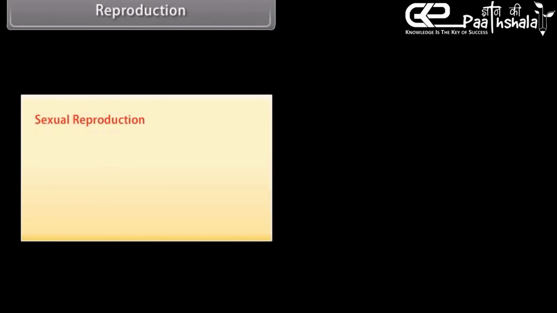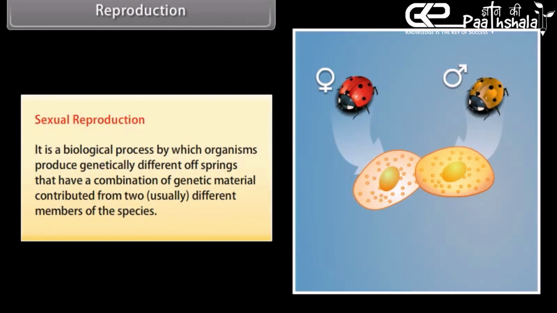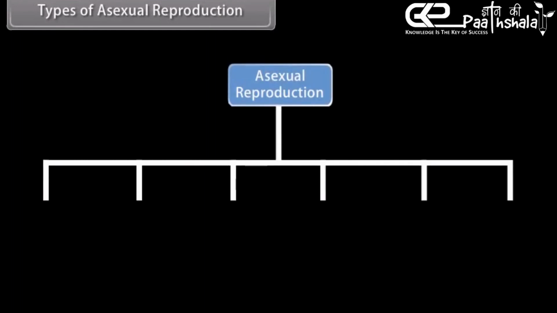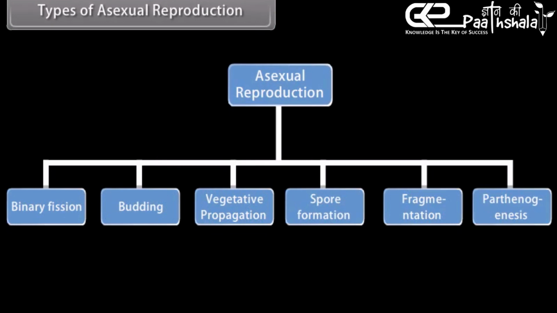Sexual reproduction. It is the biological process by which organisms produce genetically different offsprings that have a combination of genetic material contributed from two usually different members of the species. Types of asexual reproduction. Do you know how do organisms reproduce asexually? An organism may reproduce asexually by binary fission, budding, vegetative propagation, spore formation, fragmentation, parthenogenesis.